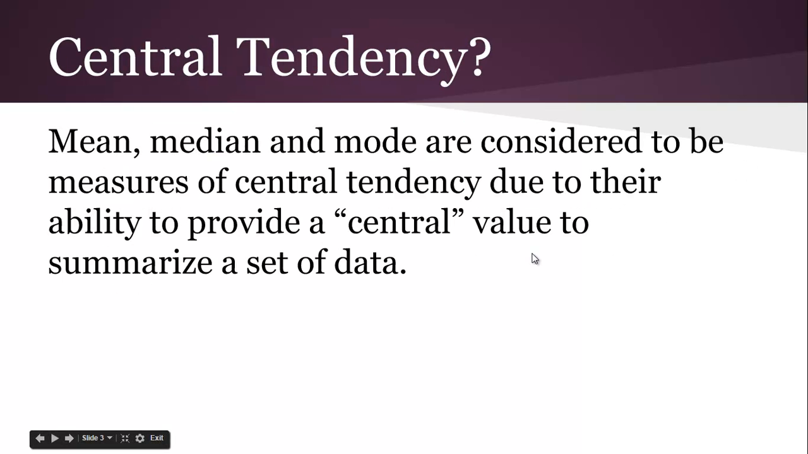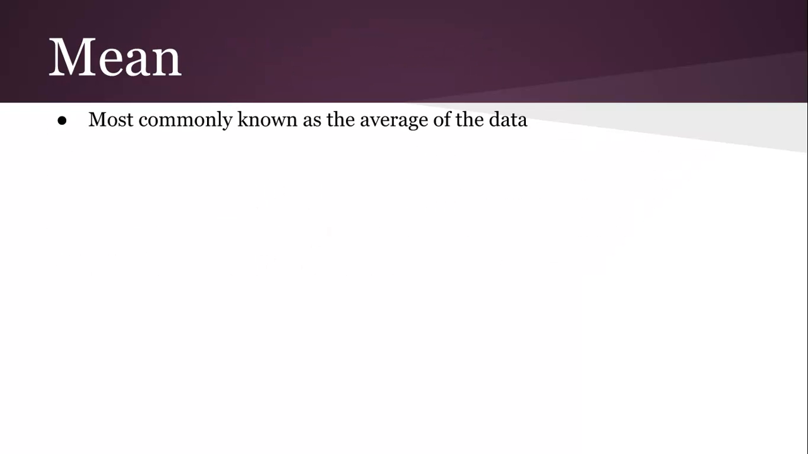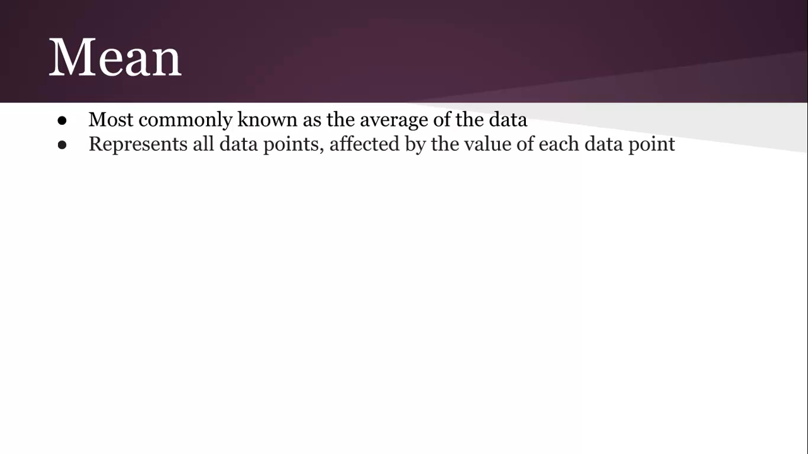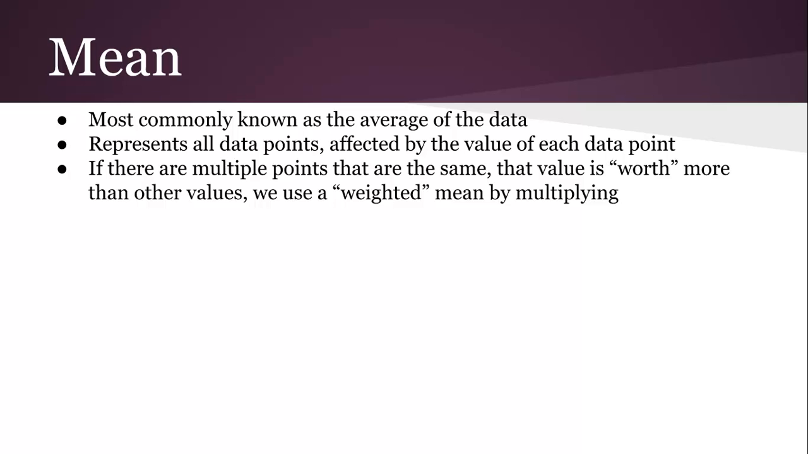What is central tendency? Mean, median, and mode are considered to be measures of central tendency due to their ability to provide a central value. So we're really looking at the tendency in the middle. Mean is most commonly known as the average. It represents all the data points, so it's the best when you want to look at all data points, affected by the value of each data point. If there's an outlier, or if there are multiple points that are worth the same, that value is worth more.